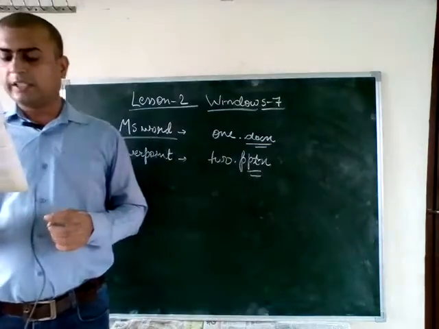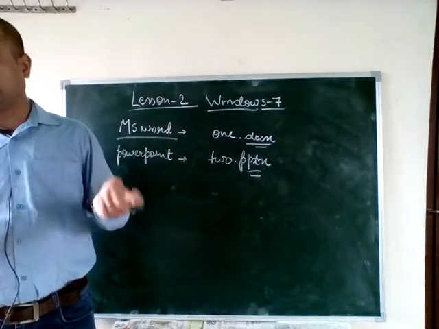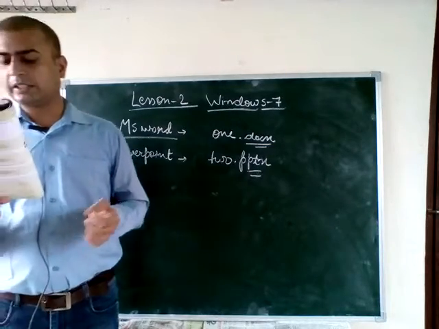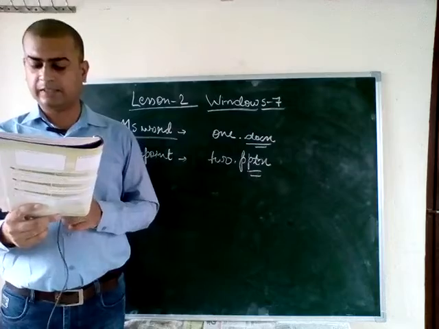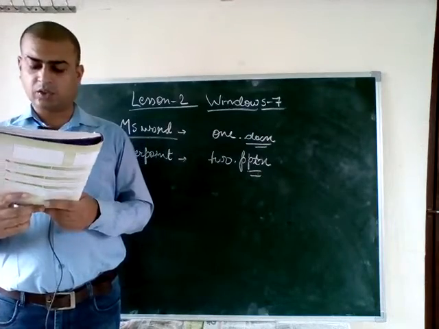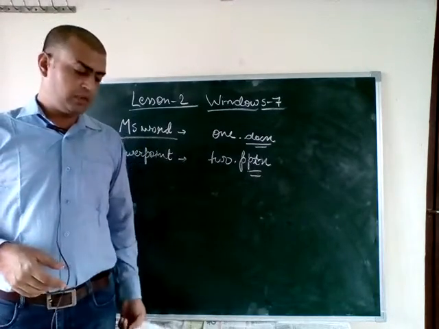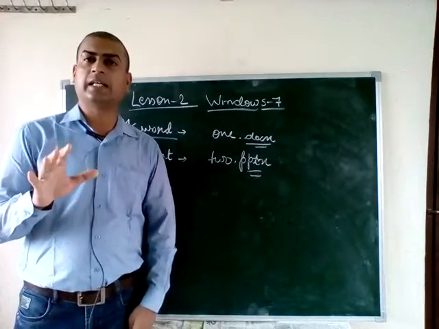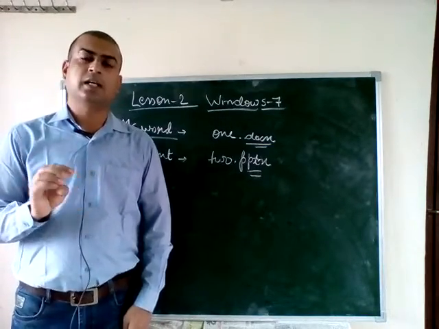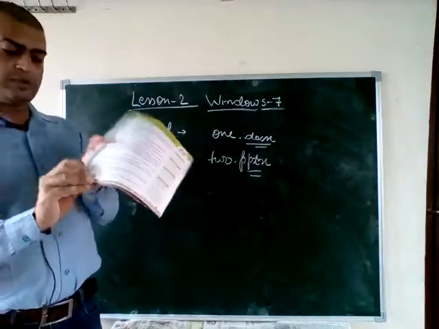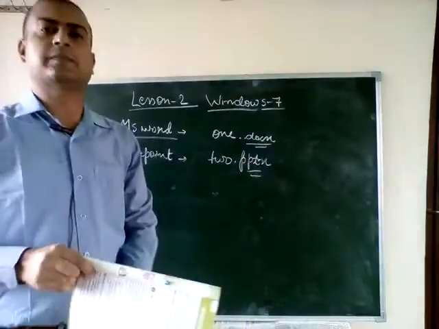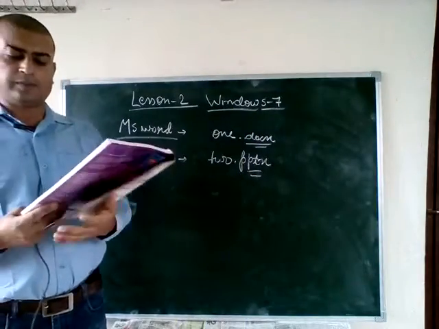Now Windows provides many ways to arrange and identify your file while you are viewing them. The information can be viewed in the different modes by clicking on drop down arrow. Now in view button there are certain buttons in which we can apply the view format, and this is the drop down button which you can see here. In this drop down button it will be displayed all the views format.